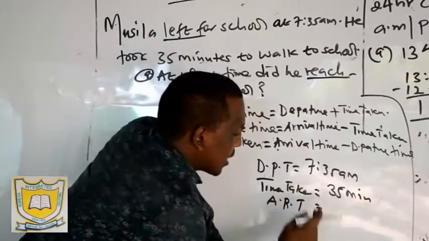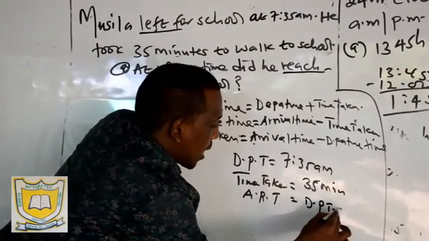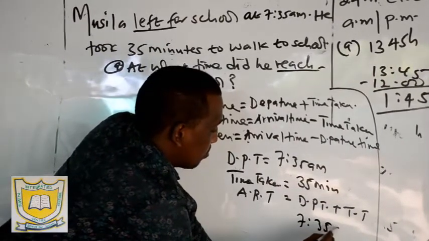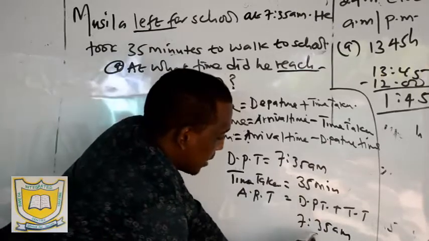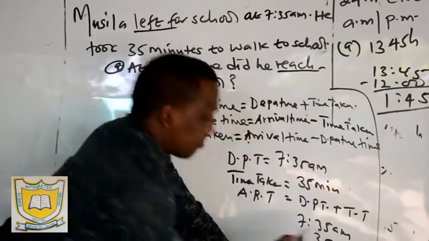Arrival time is equal to departure time plus time taken. So the departure time is 7:35 a.m., plus time taken, 35 minutes. We add, that is 0.